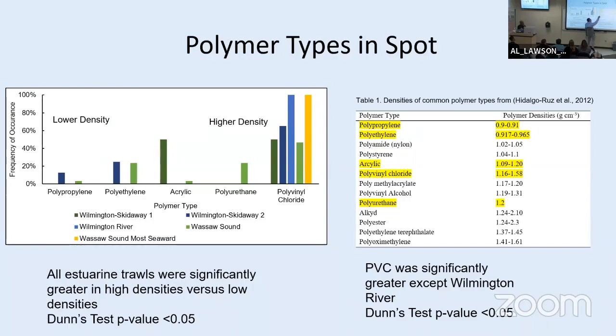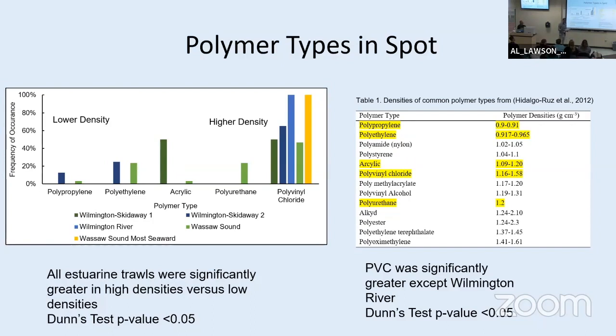So all the highlighted polymers are the ones we detect in spot, and we use the maximum density ranges of these polymers. As for example, polyvinyl chloride has a large density range. So for example, we just use the 1.58 grams per cubic centimeter for that maximum density.